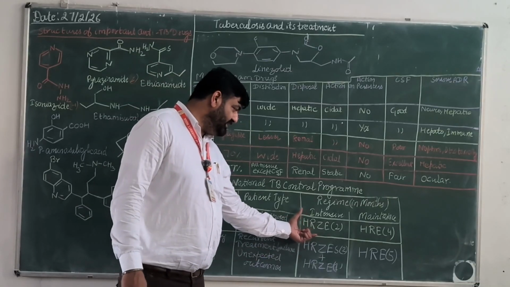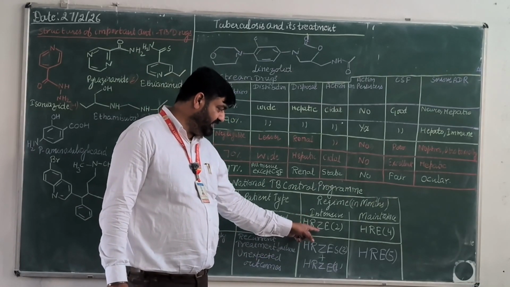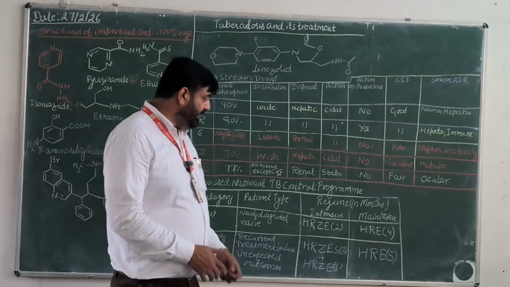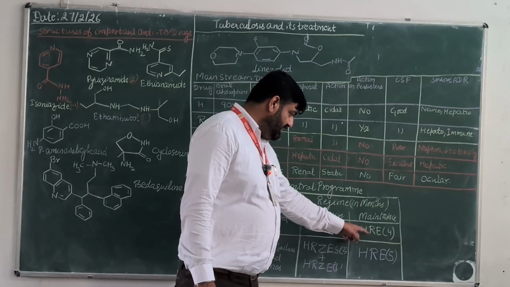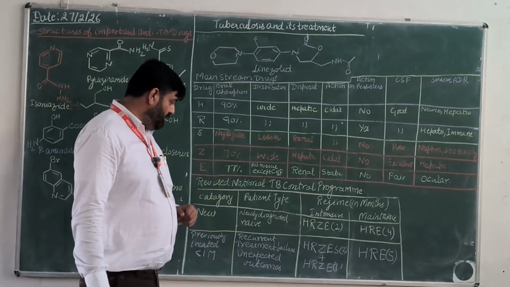For their intensive phase, the first 2 months, isoniazid, rifampicin, pyrazinamide and ethambutol are the drugs of choice. For the maintenance therapy for the next 4 months, isoniazid, rifampicin and ethambutol are the drugs of choice.